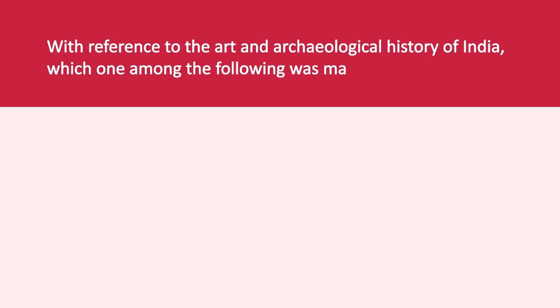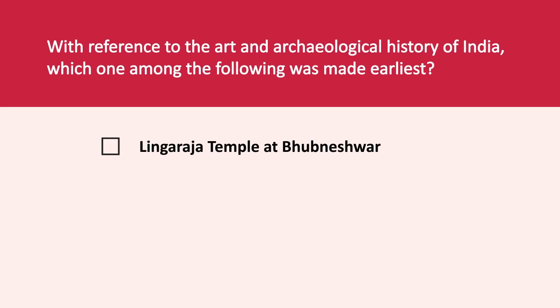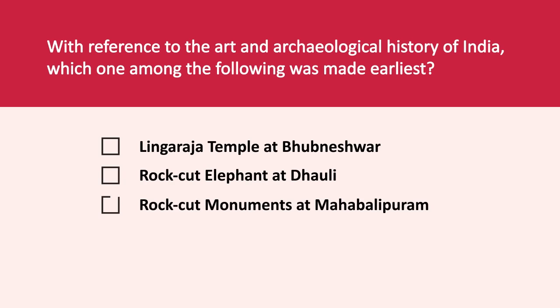One of these questions was, with reference to the art and archaeological history of India, which one of the following was made the earliest? One option was Lingaraj Temple at Bhuvaneshwar. Second option was Rock Cut Elephant at Dhali. Third was Rock Cut Monuments at Mahabalipuram. And the fourth option was Varaha image at Udaygiri. It was the rock cut elephant at Dhali that happens to be the correct answer.